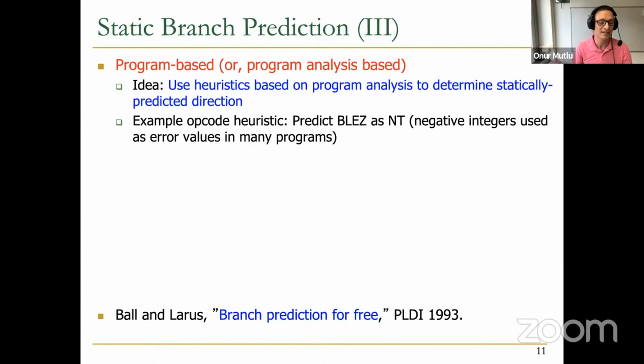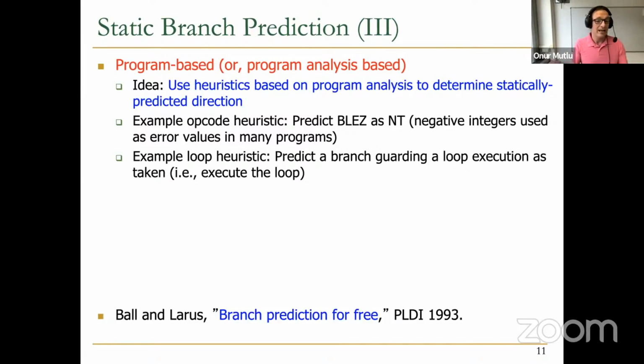So what are these heuristics? For example, this paper uses some heuristics. It predicts branch less than or equal to 0 as not taken. Why? Because it reasons that negative integers are used as error values in many programs, and branches that are testing these error values are usually not taken because your program doesn't usually generate errors, which makes sense, of course, but it's not always true.